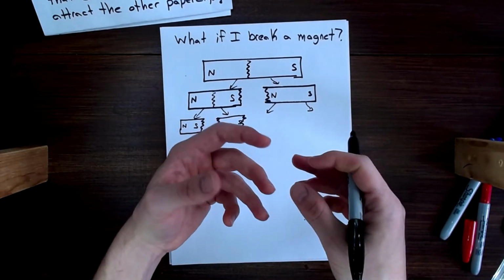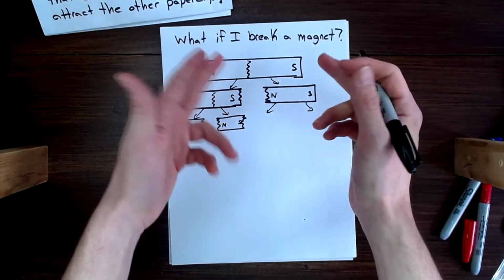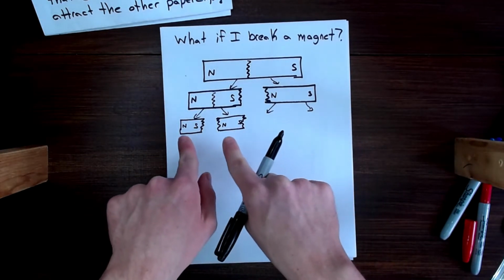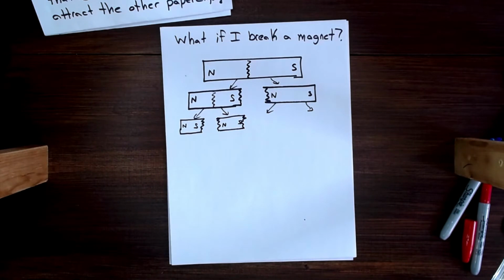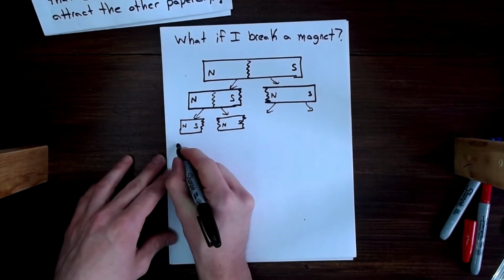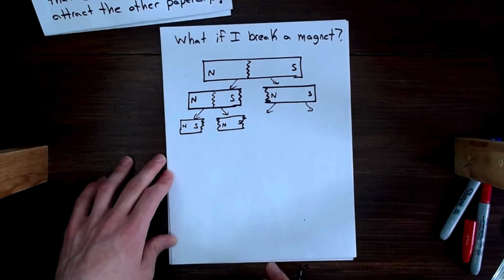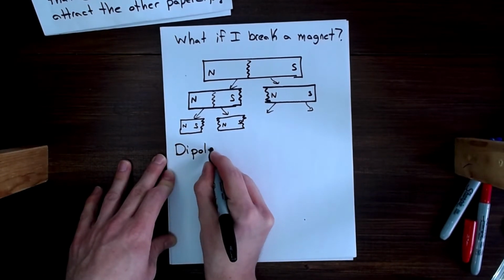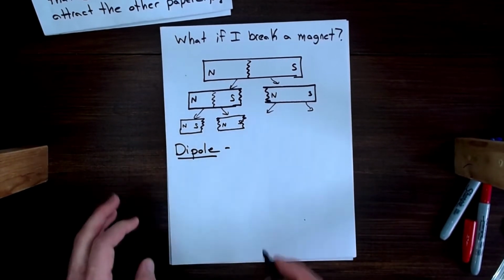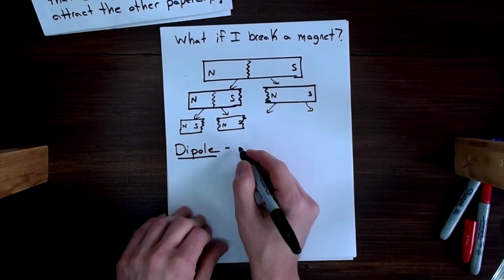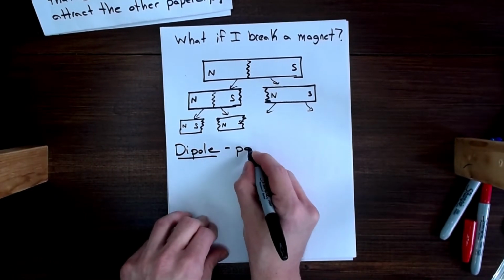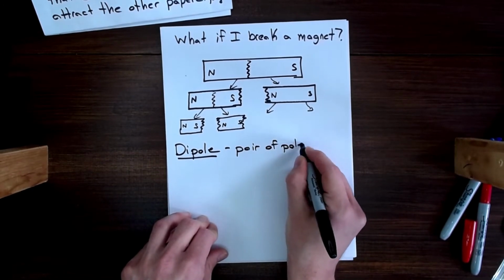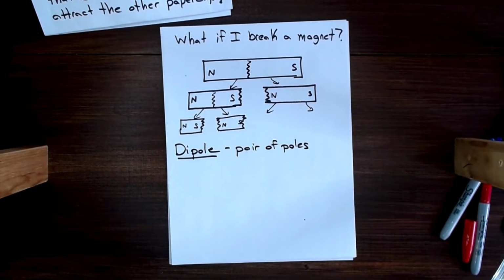Now, each of these magnets that are broken will be weaker than the magnet that came before it, but they will still be magnets that have two poles, a north and a south. Now, this is really important. The word for this magnet that has two poles is a dipole. We should be familiar with that word from when we did electrostatics, and what it really simply means is it's a pair of poles. And we're talking about opposite poles here, right? A north and a south.